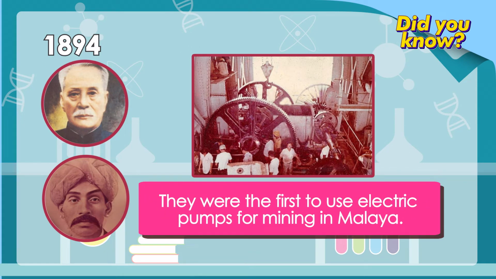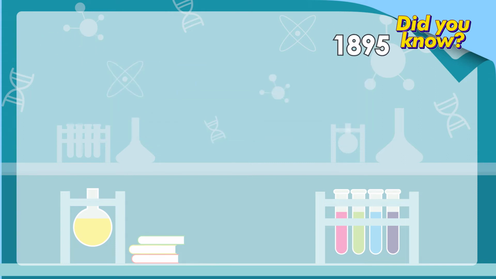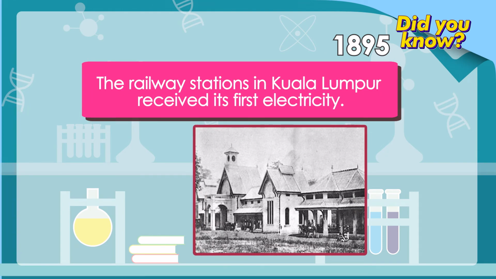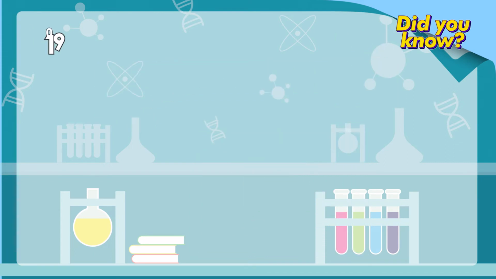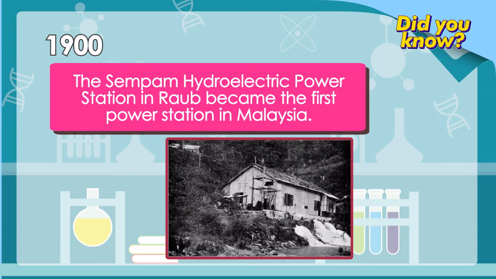They were the first to use electric pumps for mining in Malaya and marked the great beginning of the story of electricity in Malaysia. In the same year, private supply for street lighting purposes was extended to Rawang town, and in 1895, the railway stations in Kuala Lumpur received its first electricity supply. In 1900, the Sempam Hydroelectric Power Station in Raub, built by the Raub Australian Gold Mining Company, became the first power station in Malaysia.